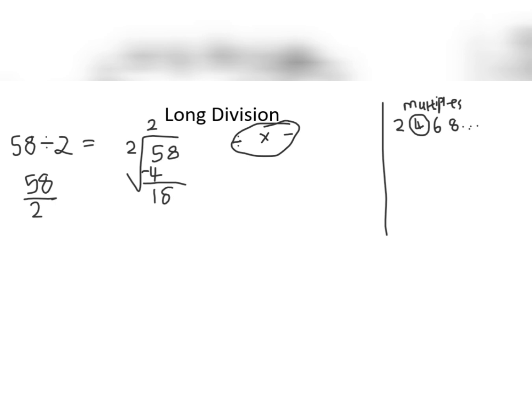Then you have 8 here. Of course, it doesn't mean I started from here. You can still say 5 minus 4 is 1. Now, automatically you have a remainder here. Then you repeat the process again.